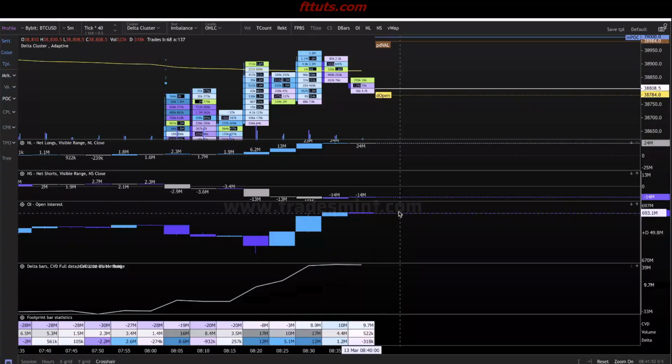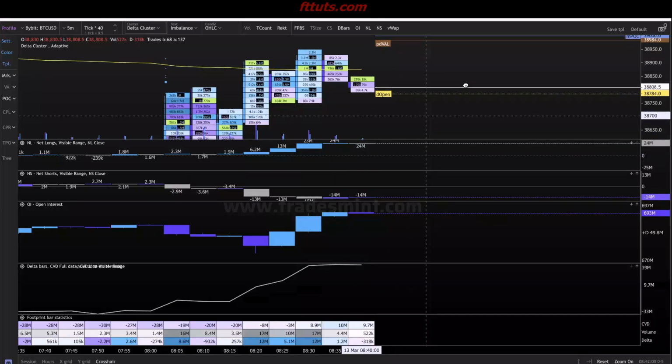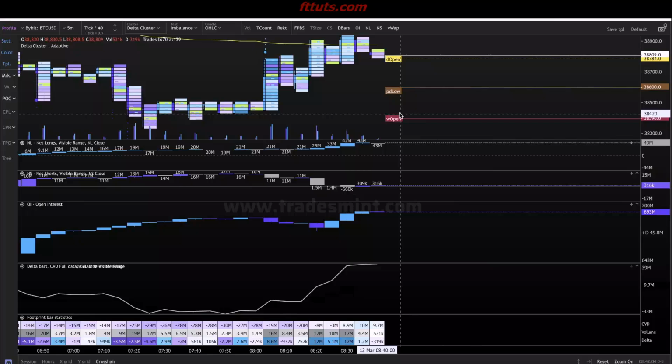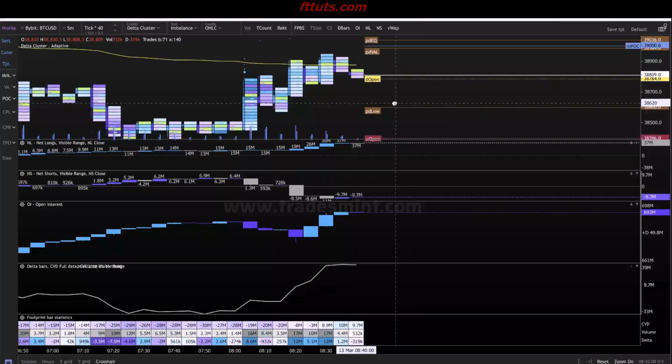And now we can already see that the longs are starting to close their positions. We do see some shorts starting to enter into the market here. And so this is actually a good sign that the price now is going to move back to the downside, right? A good sign that the price is going to move back to the downside.